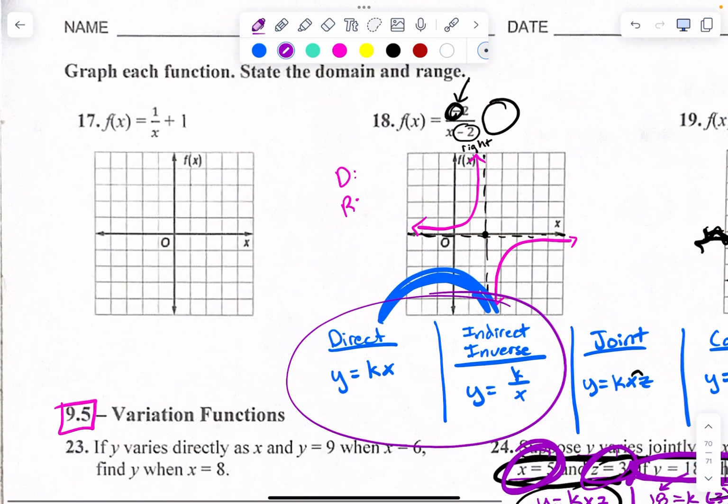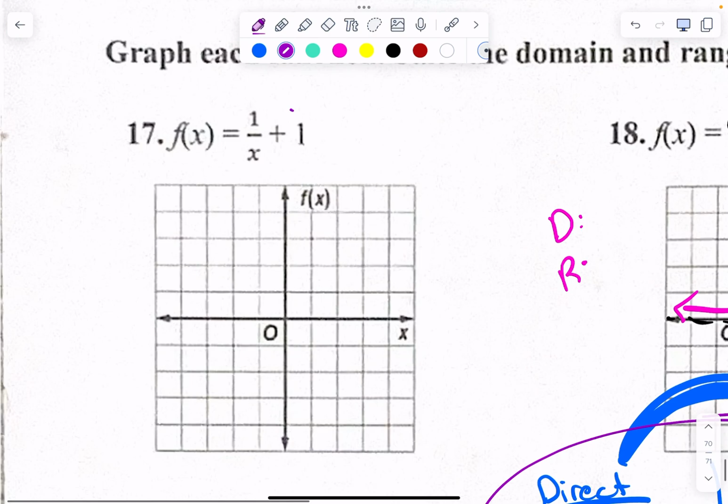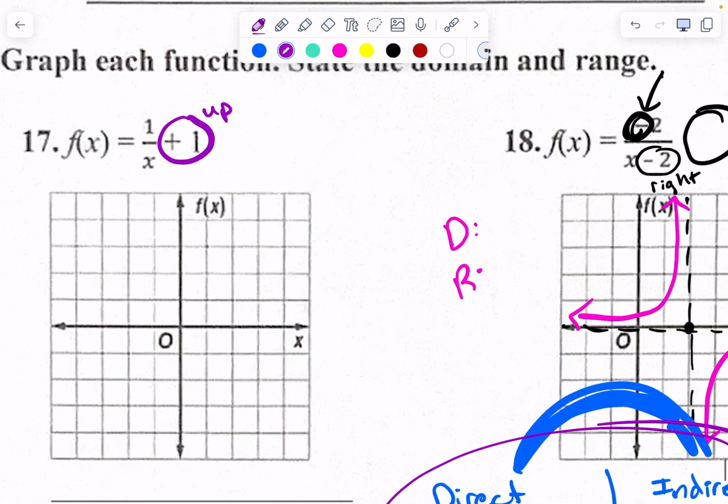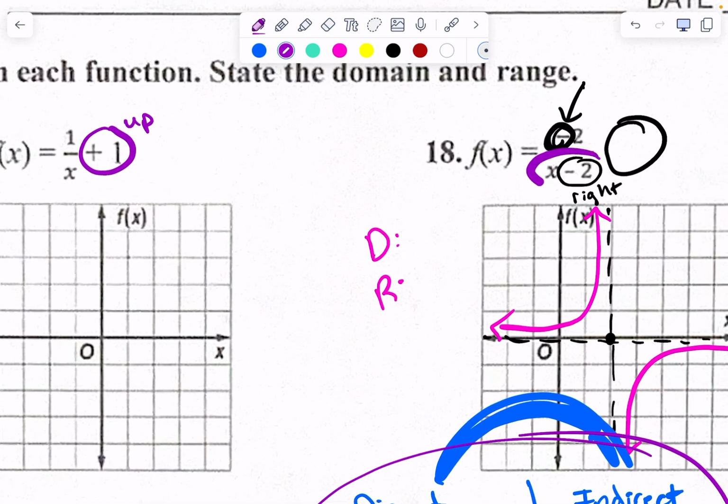17, what about 17? So, since it's +1, would that make it up 1? Up, this is up 1. Yep, the plus there actually does mean up. The only time you do the opposite is if it's underneath of the bottom.